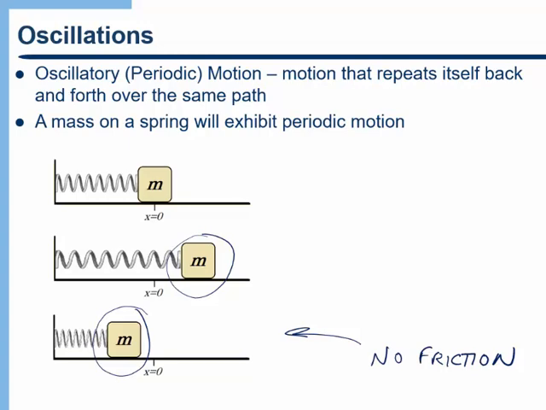So that's what we mean by oscillatory or periodic motion. Again, you'll notice the mass is just going back and forth over the same path. Another common example that you're familiar with is the pendulum. If we take a pendulum and displace it at some angle and let it go, that pendulum is going to swing back and forth. And if there were no friction in the pivot, effectively that would go on forever.